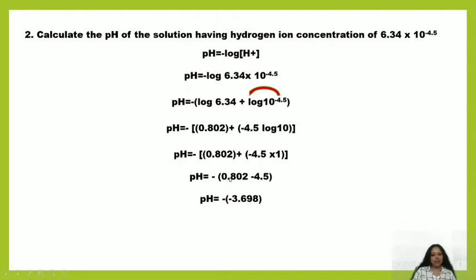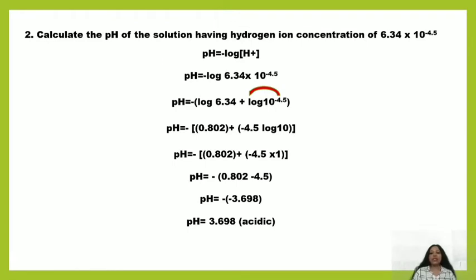plus 0.802 minus 4.5. So definitely we will do subtraction, and the sign will be that of the greater value, correct? So minus 3.698, and when you open up this bracket, it will become plus, or simply the value 3.698, and since it is less than 7, the resultant solution is acidic.